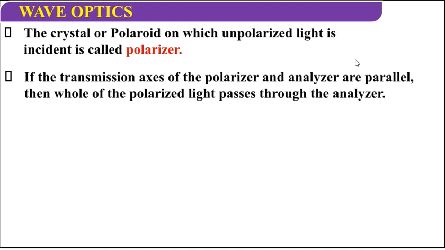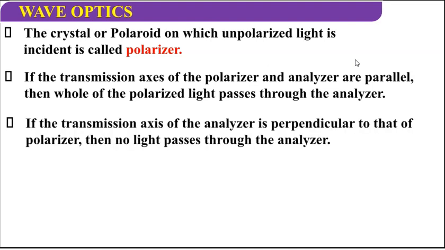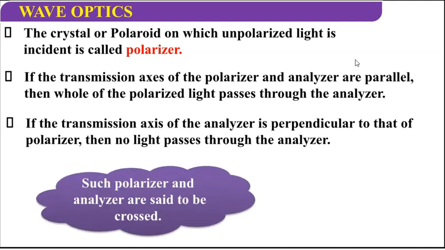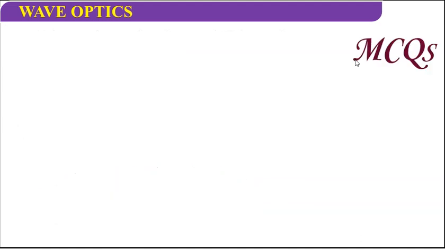If the transmission axes of the polarizer and analyzer are parallel, then the whole polarized light passes through the analyzer. If the transmission axis of the analyzer is perpendicular to that of the polarizer, then no light passes through the analyzer. Such a polarizer and analyzer are said to be crossed.